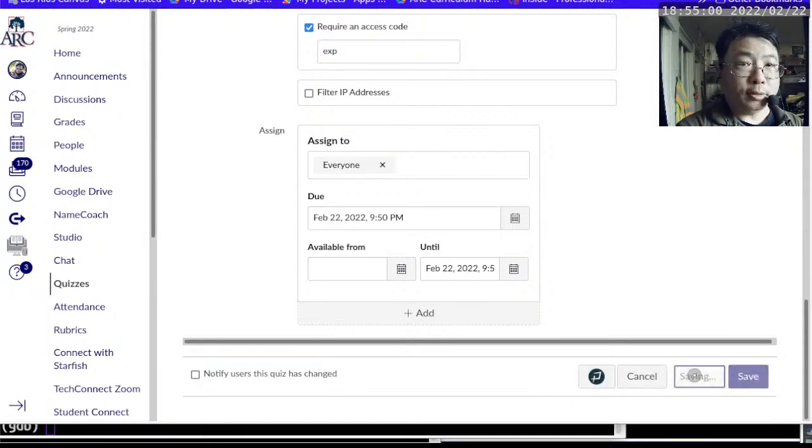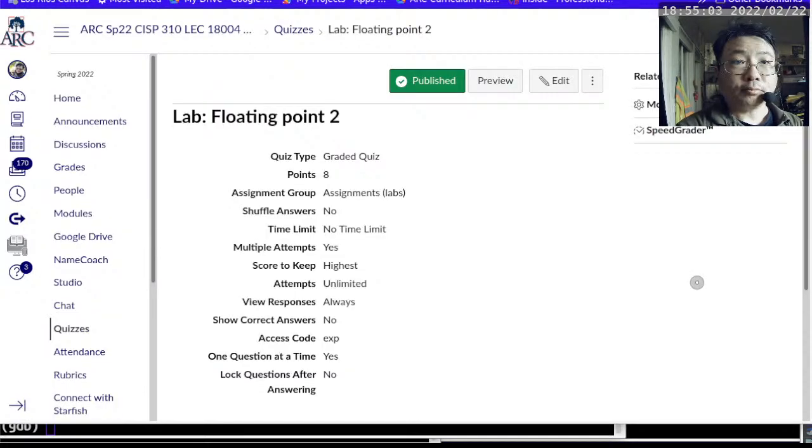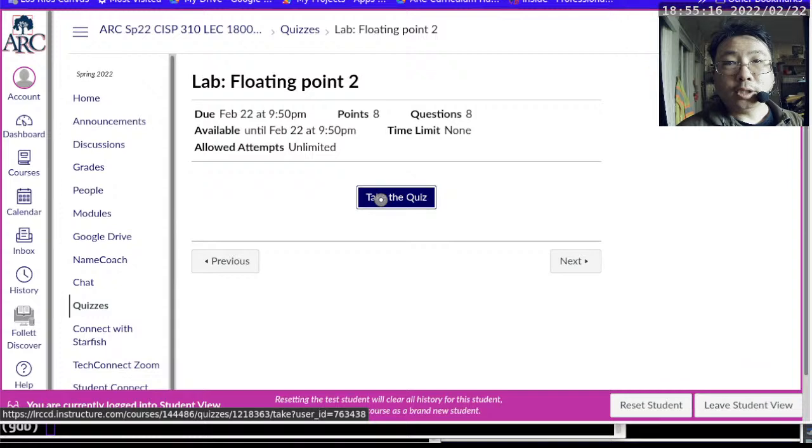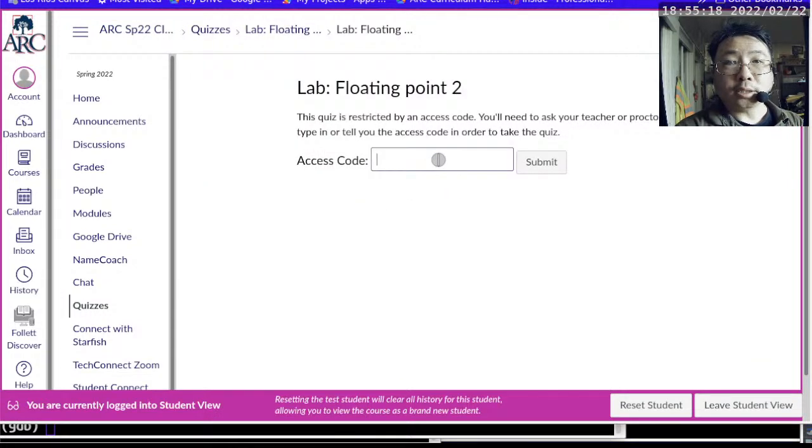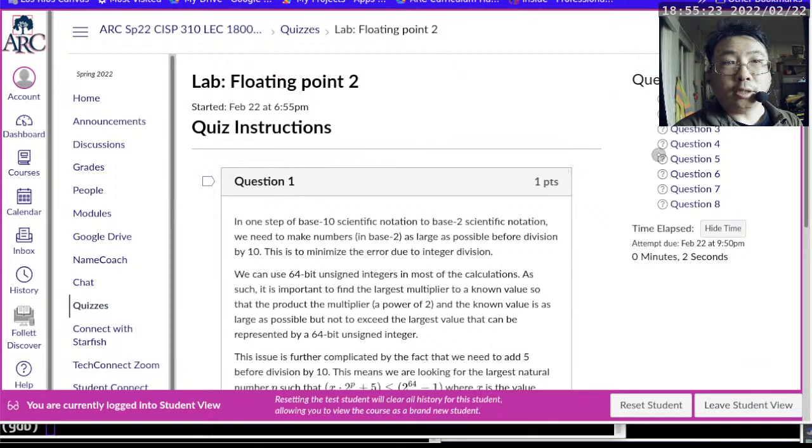You should be able to get into the lab now. There you go. I just want to confirm that, so I can do a student view. There we go. Take the exam, take the quiz. Access code is EXP for exponent. And here we got the questions. The first four and the second four are basically the same kind of questions. So there are only four types of questions here. 1 and 5 have the same type, 2 and 6 have the same type, and so on.